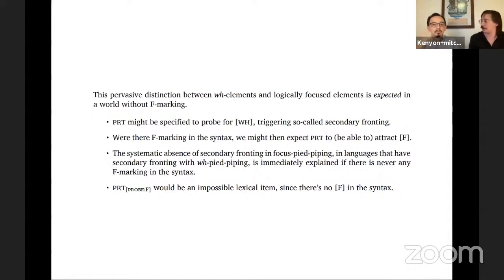And this is the sort of thing that we can explain immediately, right? It's an impossible lexical item. You can't have a particle that probes for focus because there's no focus feature in the syntax. You're just not allowed to write a grammar that does that.